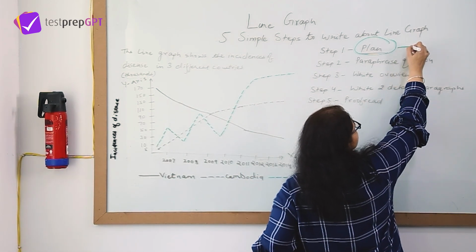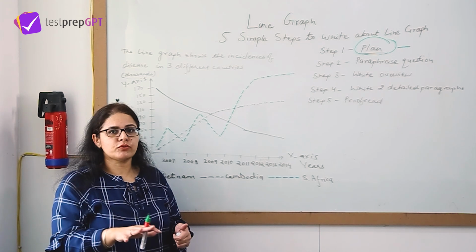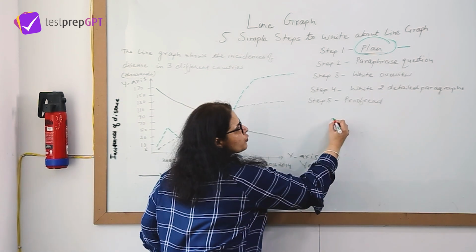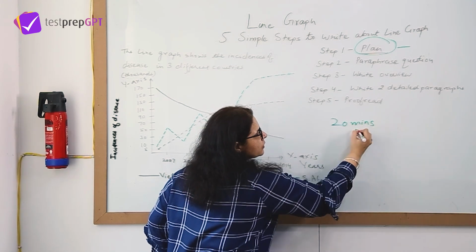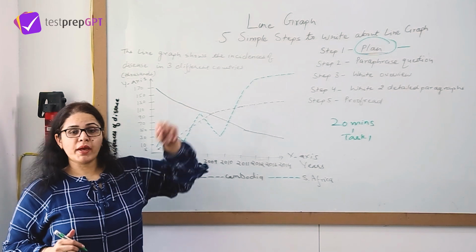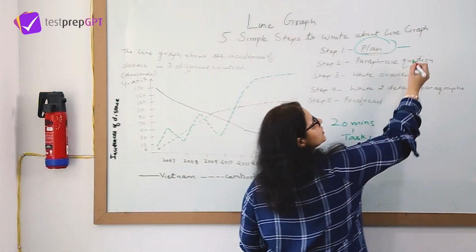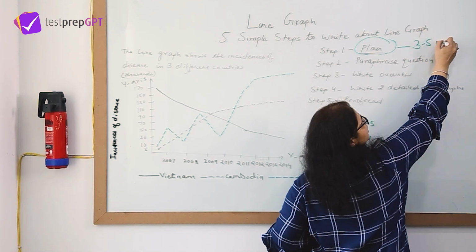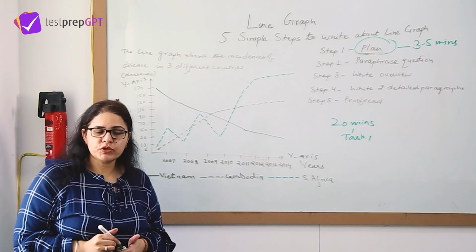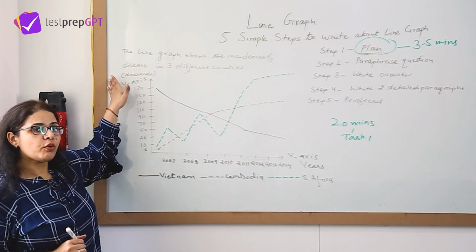So how much time do you spend out of the 1 hour you get for your writing tasks in an IELTS examination? You spend about 20 minutes on task 1. But how much are you going to spend on planning and then understanding the question? Maybe around 3 to 5 minutes. Now, what does it involve? What does planning mean? Planning means, first of all, reading the question.